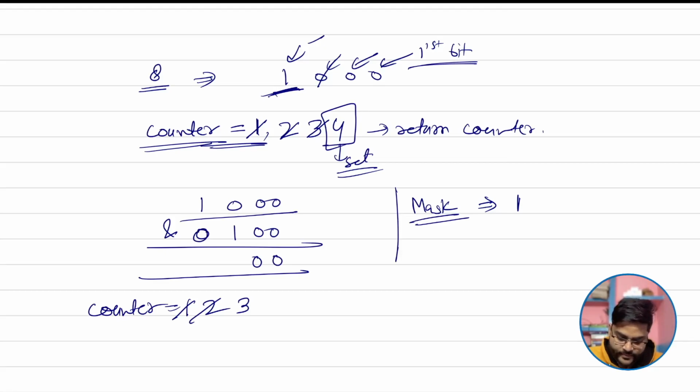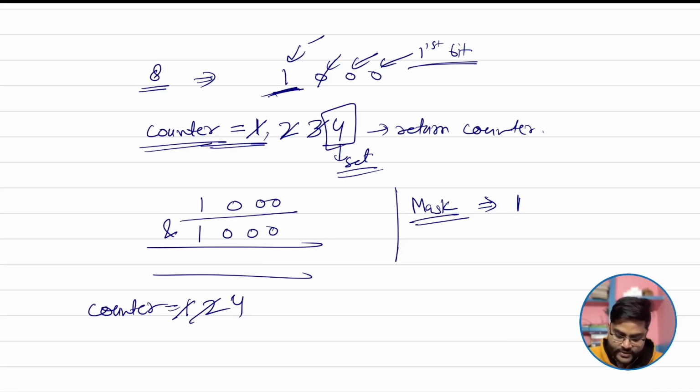Again do this. It will be 0. Again it is 0, so again increment your counter. Your counter will be 4 now. Again left shift. So now it will be 1 triple 0.